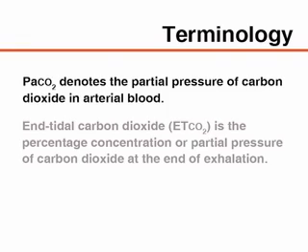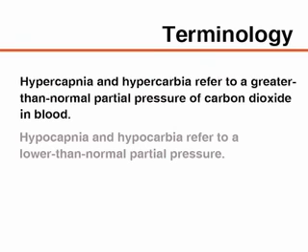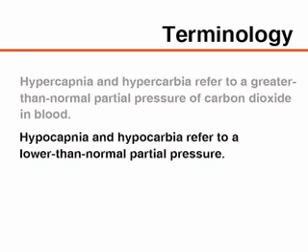PaCO2 denotes the partial pressure of carbon dioxide in arterial blood. End-tidal carbon dioxide is the percentage concentration or partial pressure of carbon dioxide at the end of exhalation, normally 5% of atmospheric pressure or approximately 38 millimeters of mercury at sea level. Hypercapnia and hypercarbia refer to a greater than normal partial pressure of carbon dioxide in blood. Hypocapnia and hypocarbia refer to a lower than normal partial pressure.